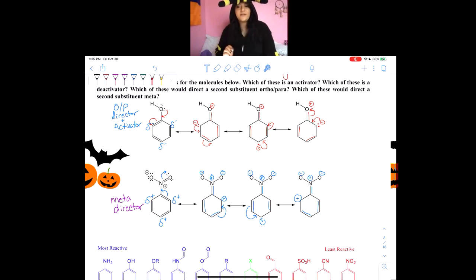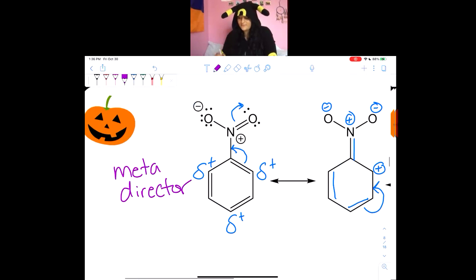The reason they direct meta is because we have a positive charge on the ortho and para positions, and so they are really not nucleophilic, and so in comparison, meta is the best. It's the most nucleophilic. Why did my camera do that? That's fine. Alrighty, so this group would be what? An activator or a deactivator? What do you guys think? Deactivator, exactly.